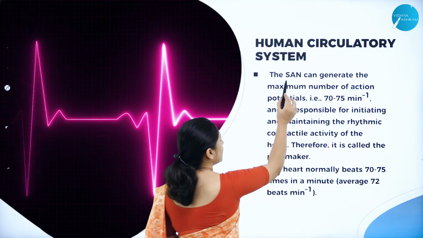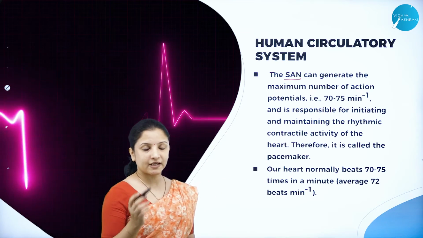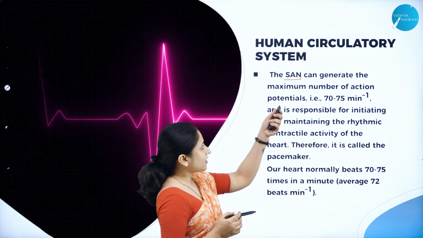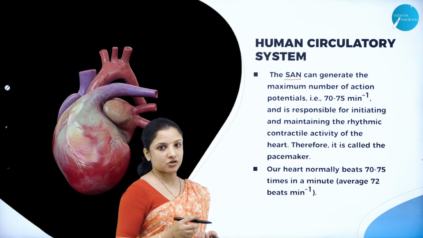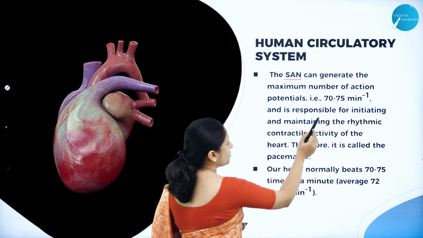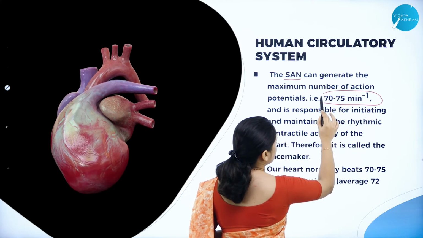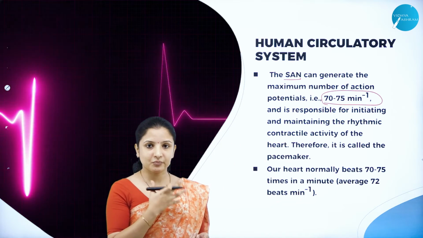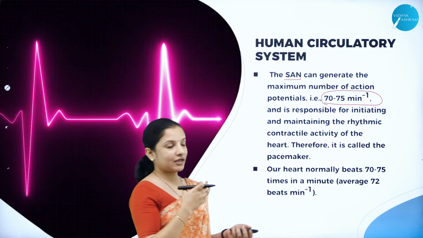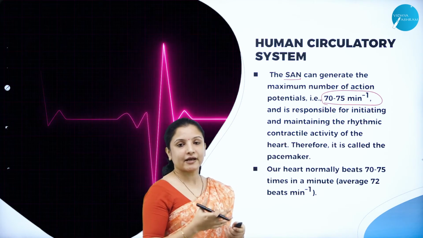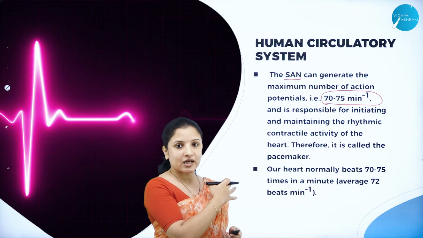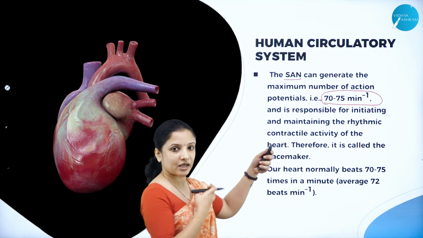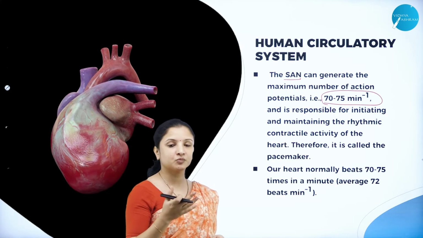So the SAN, that is the sinoatrial node, which is present in the right corner of the right atrium, can generate the maximum number of action potentials. How much? It can generate 70 to 75 action potentials per minute. So our heart beats, right? We can feel our heart beating. That beating is from the SAN, the sinoatrial node in the right atrium, which generates the action potential. How many times can it beat? That is 70 to 75 times per minute.